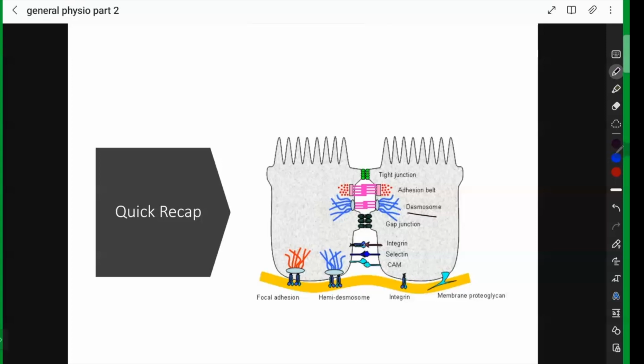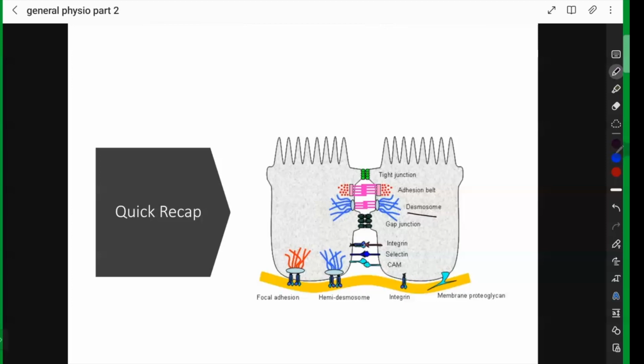Your tight junctions are also present between the endothelial cells that line the wall of capillaries. That is the one which helps in the formation of the blood-brain barrier. So what are the proteins forming it? You have three proteins. I already told you this.